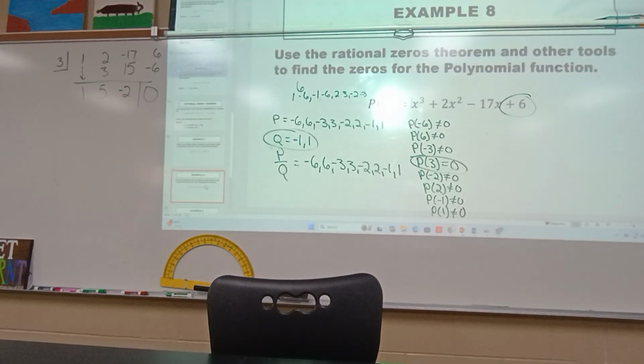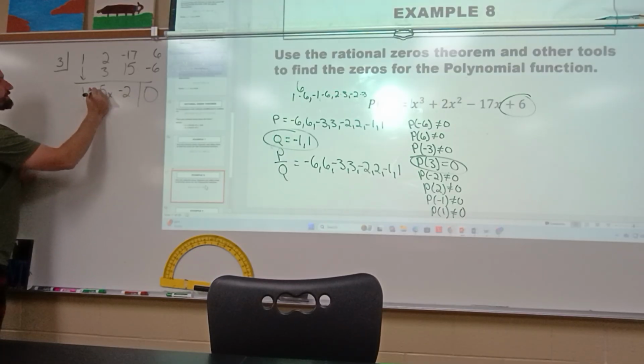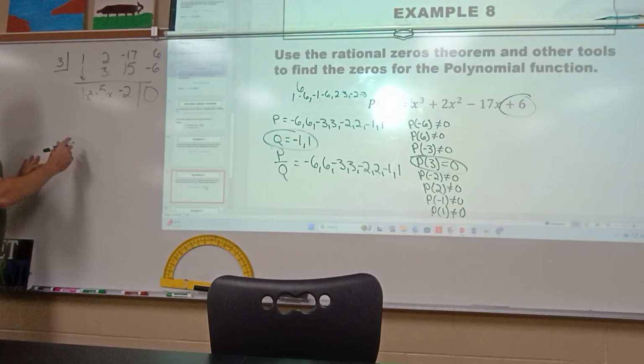Other people do. So, x squared plus 5x minus 2, right? That's not factorable. I know, because if it was, it would have showed up in that. So it's not factorable. So I'm going to go right to my quadratic equation. Okay?